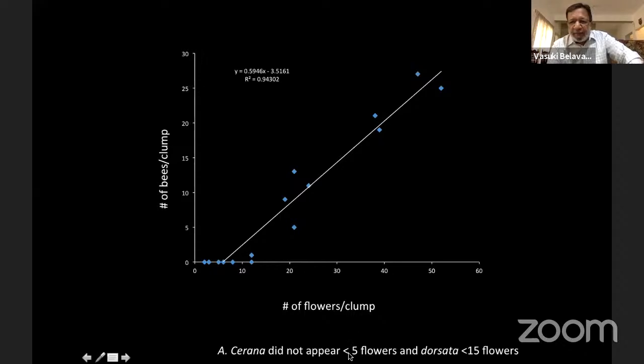Apis cerana does not appear when the number of flowers per clump is less than 5, and Apis dorsata does not appear when the number of flowers is less than 15. Only at peak flowering does dorsata come, and near peak, cerana will be active. So in late June, July and August, you find only Apis cerana and dorsata, the hive bee and the giant bee, active on cardamom.